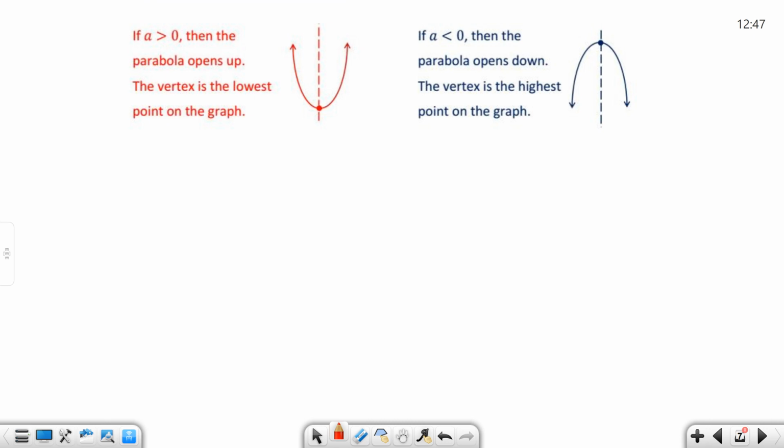I call that frowning. So you hear me say, does it smile or does it frown? Really, does it open up or down? All right. Then it opens down if a is less than 0 and it's frowning. The vertex is the highest point on the graph, right? We have the parabola, and here's the highest point. It's a maximum. Okay. This is a minimum.